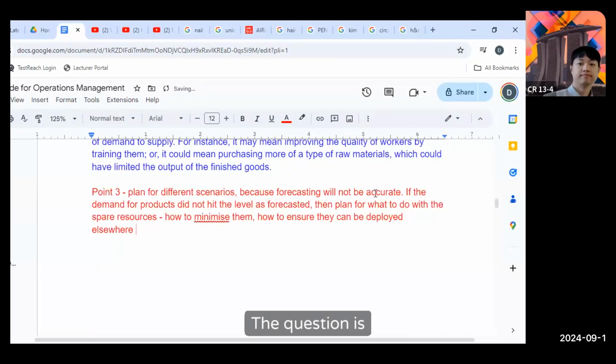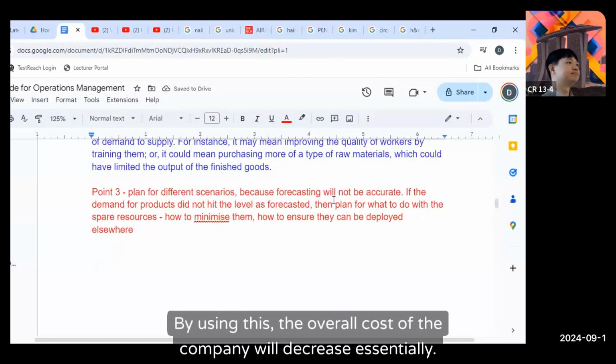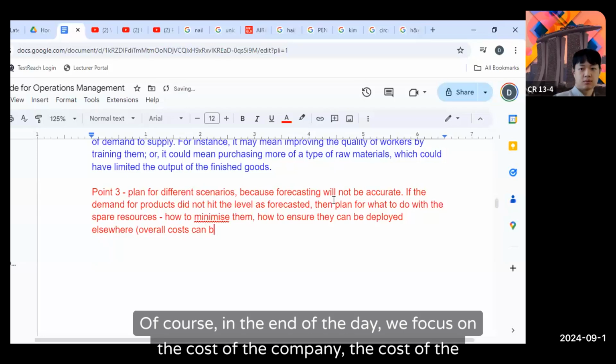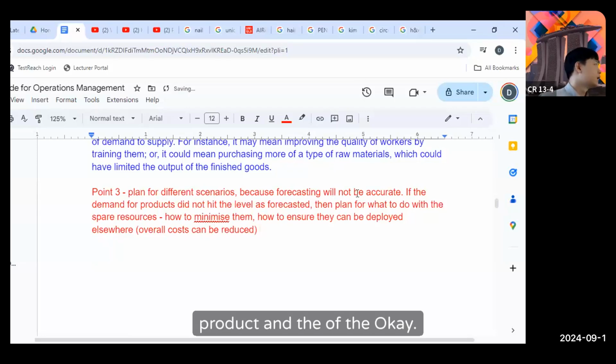The point is that by using this, the overall cost of the company will decrease. So I just add in here: overall, because at the end of the day, we focus on the cost of the company, the cost of the product, and the cost of use.